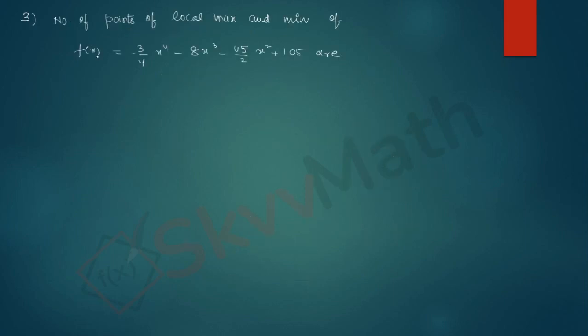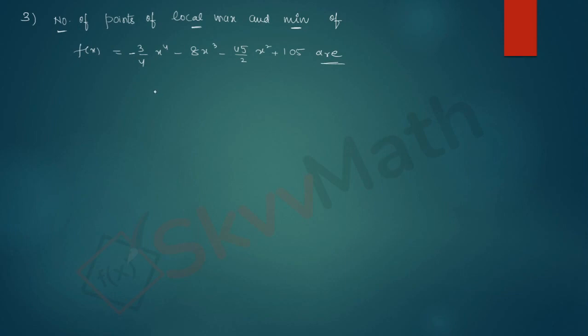Now you see, this is the problem from maxima minima. Number of points of local maxima and minima of this function f of x is equal to minus 3 by 4 x power 4 minus 8x cube minus 45 by 2 x square plus 105. So the number of points of local maxima. So how many local maxima, how many local minima? Total we have to find out how many local maxima are there, local minima are there.